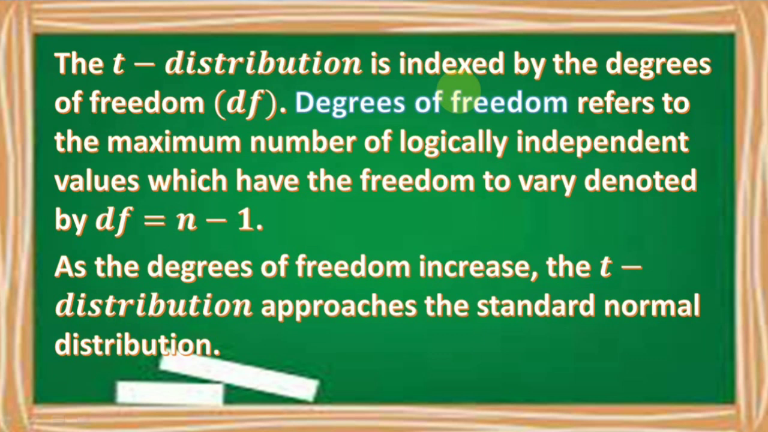The t-distribution is indexed by the degrees of freedom. The degrees of freedom refers to the maximum number of logically independent values which have the freedom to vary, denoted by df is equal to n minus 1. So as the degrees of freedom increase, the t-distribution approaches the standard normal distribution.